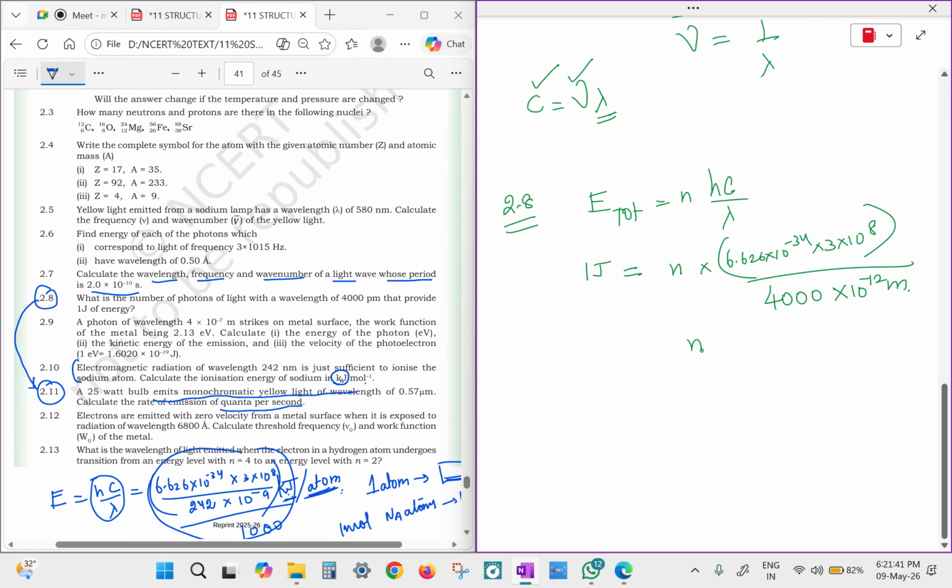If you want n, you should definitely know the inverse of 6.626 into 10 to the power minus 34 times 3 into 10 to the power 8. Why not keep it ready? What is the inverse of the product of these two? That will save a lot of time in such questions.